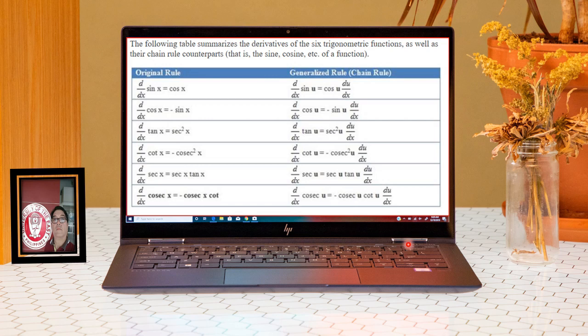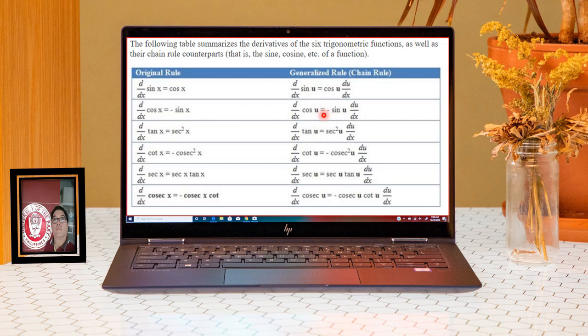Mas magagamit po natin itong second na to kaysa dito kasi hindi naman po lahat ng trigonometric function ay sa x lamang po naka-express. Minsan po sa t. Minsan naman po hindi lamang x, 3x pa, no? May derivative pa. So, ang ibig sabihin lamang po dito, sa functions, pareho siya ng derivative, kaya lang you have to multiply it by the derivative of u with respect to x.